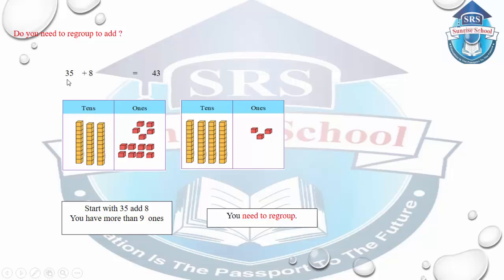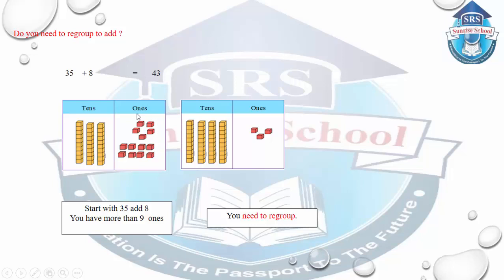And how many ones in 35? Great, there are 5 small squares. Plus 8. Are there any tens here? No, there are no tens, so I won't draw any sticks here. How many ones? There are 8 ones, so I'll draw 8 small squares in the ones space. 1, 2, 3, 4, 5, 6, 7, 8.